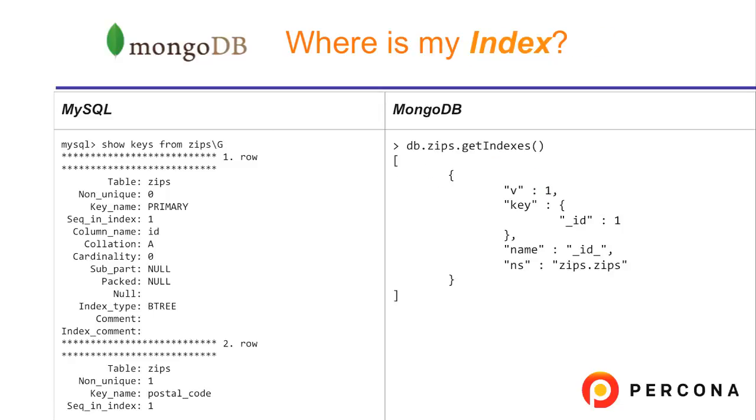Now, where's my index? In MySQL, we can do show keys. In MongoDB, because there is no schema, you cannot do show create table, for example, like we do in MySQL. So if you need to get a list of indexes, you can do getIndexes. And this is our indexes here. We have a primary key here on _id, and it's actually just that, just the primary key.